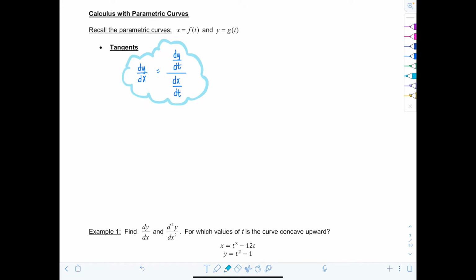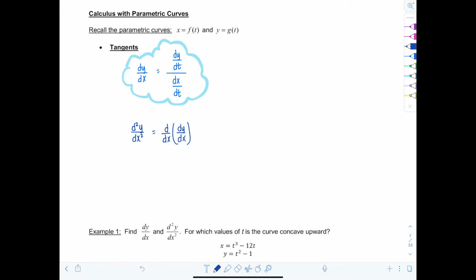Also, we might be interested in studying the concavity of these parametric curves, in which case I'm going to need the second derivative with respect to x. So we have to be a little more careful here. If I want d squared y over dx squared, the second derivative with respect to x, let's remember what this represents. You take dy/dx, and then we differentiate it again with respect to x. That's how we find the second derivative.